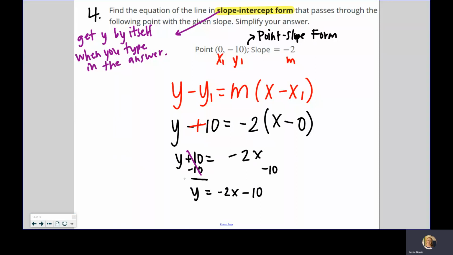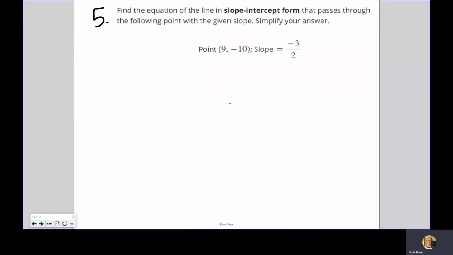That was it. Just find the equation in slope-intercept form. All right, let's look at another similar question to this, just with different numbers. I picked this one again. It's the same exact question, just this time we have a fraction for the slope instead of, in the last one, a negative whole number.